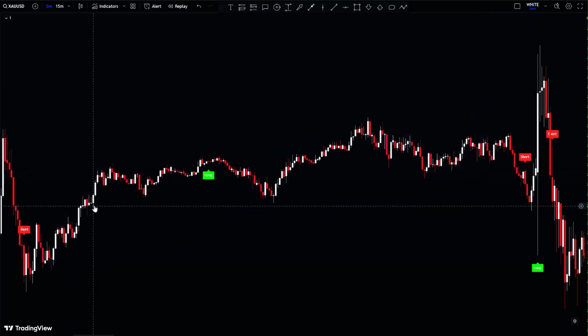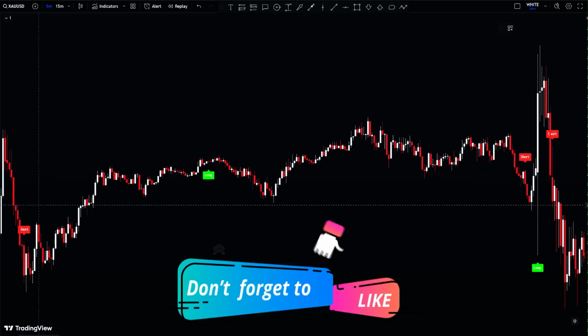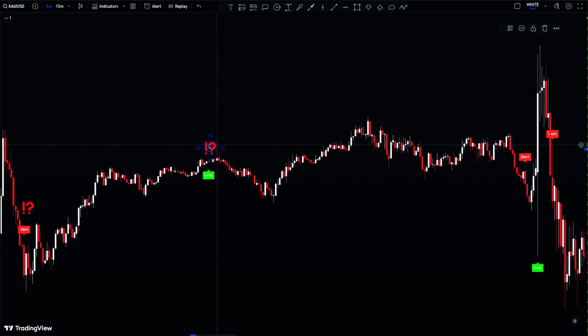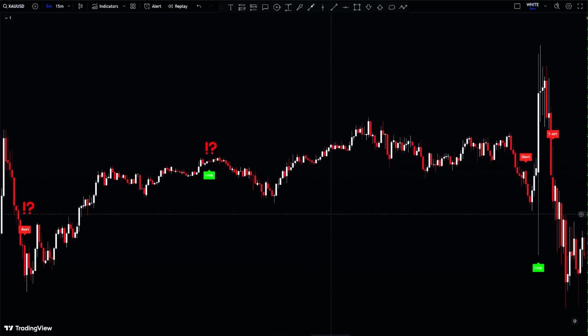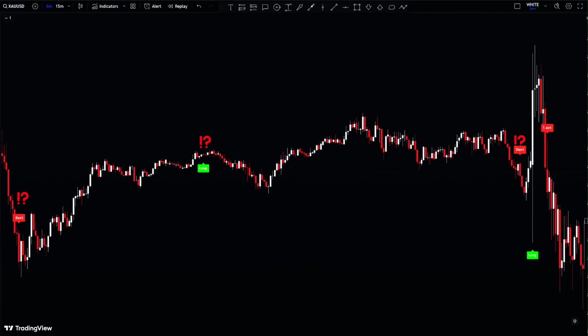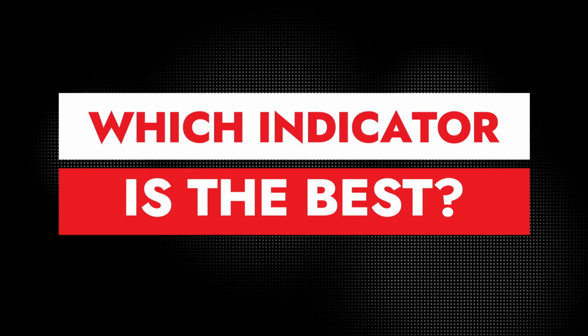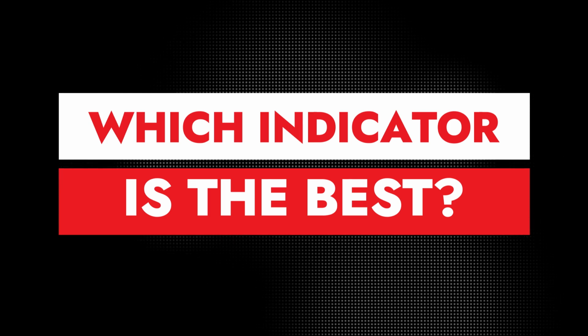But hold up, we've got to be real. No indicator is perfect, and sometimes the BlackPicker might give you a bad signal. That's why we need a confirmation indicator to help us avoid bad signals and make sure we're only taking the best trades. Now you're probably wondering which indicator works best with the BlackPicker indicator, right? Well, I've got the answer for you.